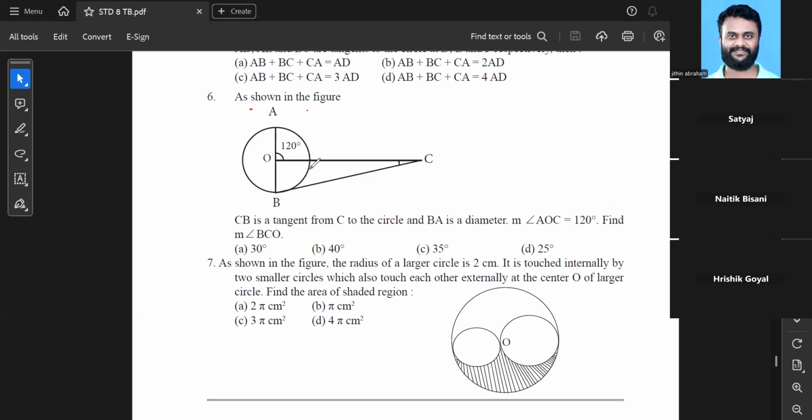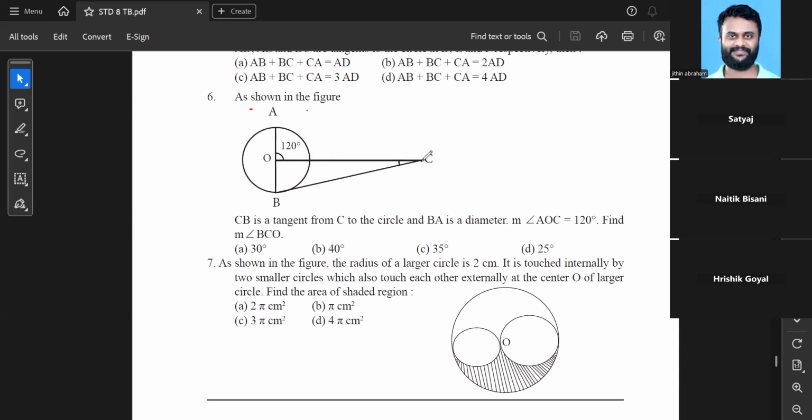But then how can it be 120 if it's the diameter? Hold on, I'll explain. AB is the diameter. OC is a random segment here. AB is the diameter, I know, but the angle 120 is between A and C, right? So इसके और इसके बीच में कुछ भी एंगल हो सकता है. It doesn't matter.